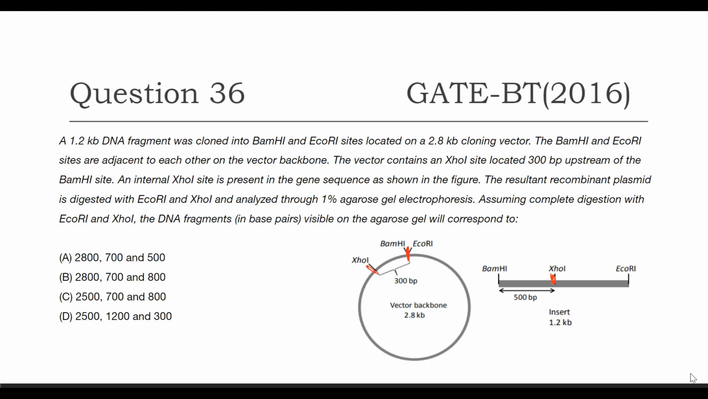The resultant recombinant plasmid is digested with EcoRI and ZO1 and analyzed through 1% agarose gel electrophoresis. Assuming complete digestion with EcoRI and ZO1, the DNA fragments visible on the agarose gel will correspond to. There are four options given to you. Option A is 2800, 700 and 500. Option B is 2800, 700 and 800. Option C is 2500, 700 and 800. Option D is 2500, 1200 and 300. So let's see out of these which option is correct.